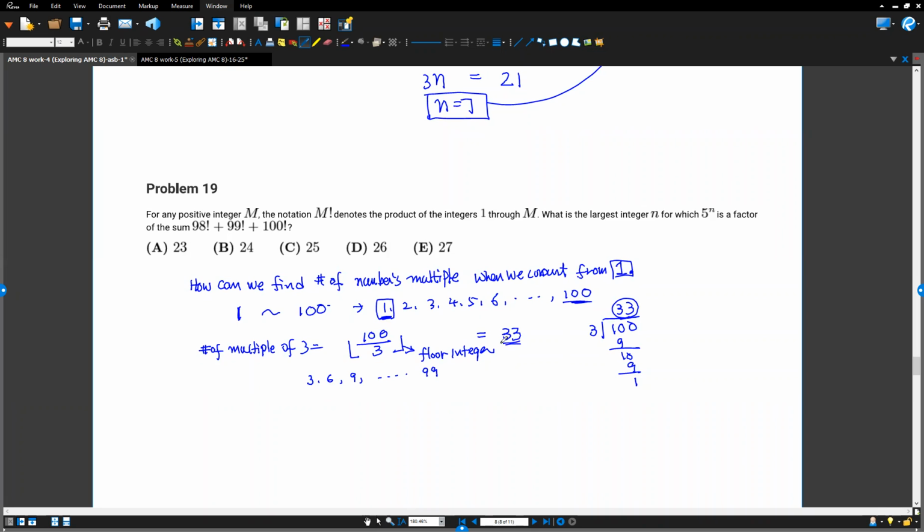All right, what is the number of multiples of 5? 100 divided by 5. That is an exact number. There are 20 multiples of 5 because 5, 10, 15, keep continuing up to 95, and one more, 100. There are 20 numbers out there. So we have to count this way.